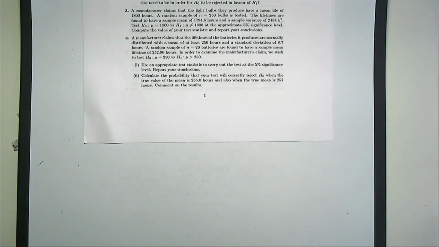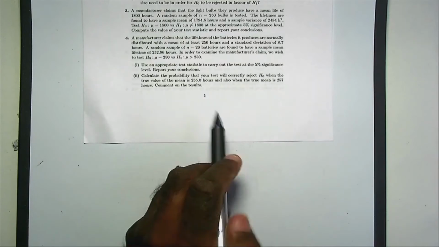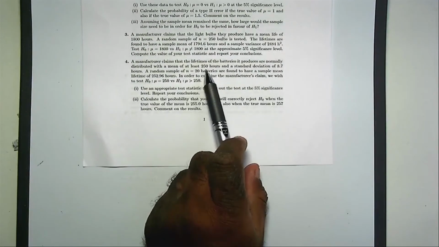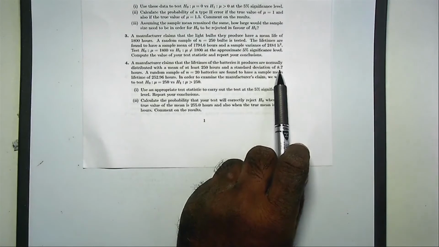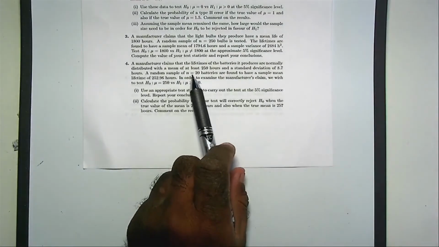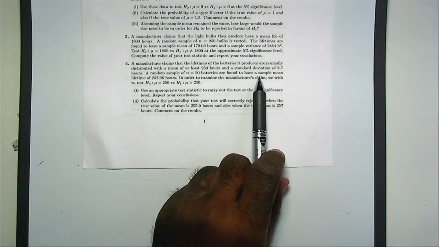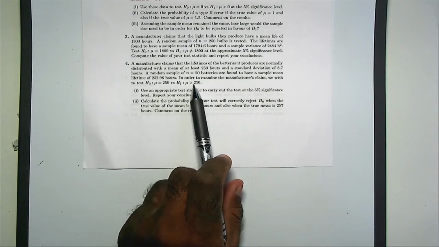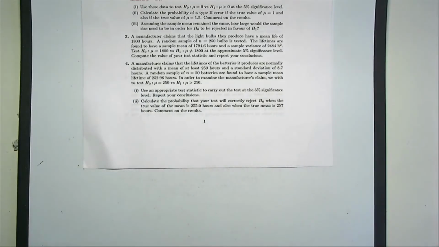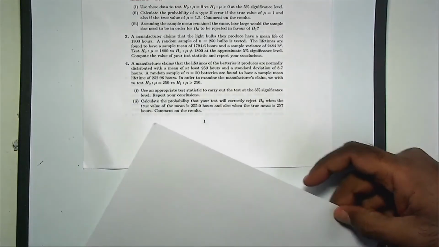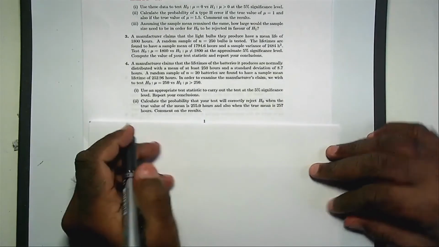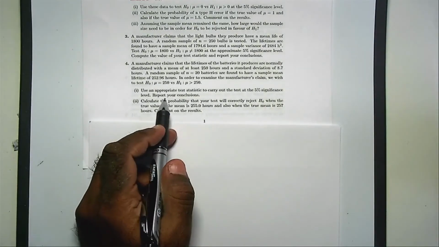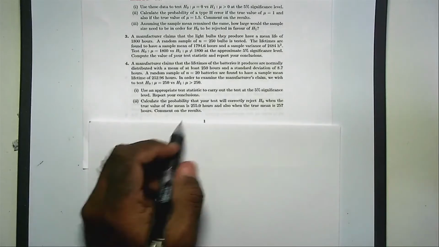Right. So here we have a normal distribution with this mean and a standard deviation of 8.7. n is 20. The sample mean is this, and we want to test this versus this. Okay, there are two parts. The first part is to carry out the test at 5% level of significance.